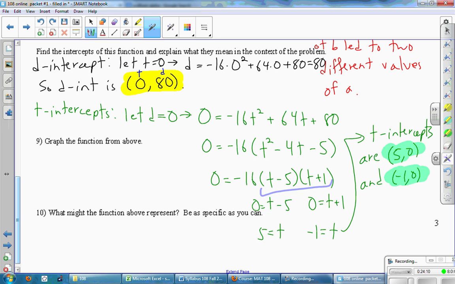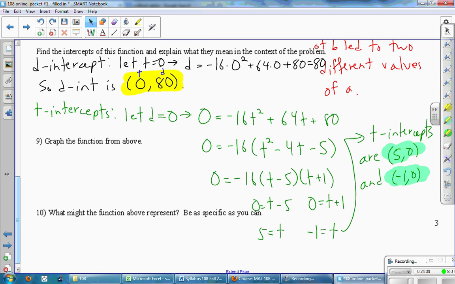And then we've got this zero product idea where one of these pieces must equal 0. So either t minus 5 is 0 or t plus 1 is 0 or negative 16 is 0, which it isn't. So we didn't bother writing it. So we get t is 5 and t is negative 1. So the t-intercepts are (5, 0), 0 because we started with letting d equal 0, and (-1, 0). So those are the two t-intercepts.